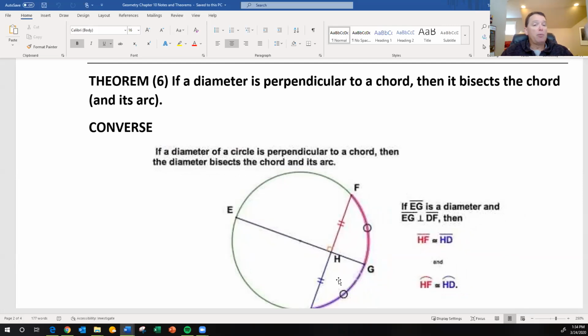If a diameter is perpendicular to a chord, let's think about this. What do we know about a diameter? First of all, it goes through the center. We know that each half of the diameter is a radius. So we're looking at radii here.